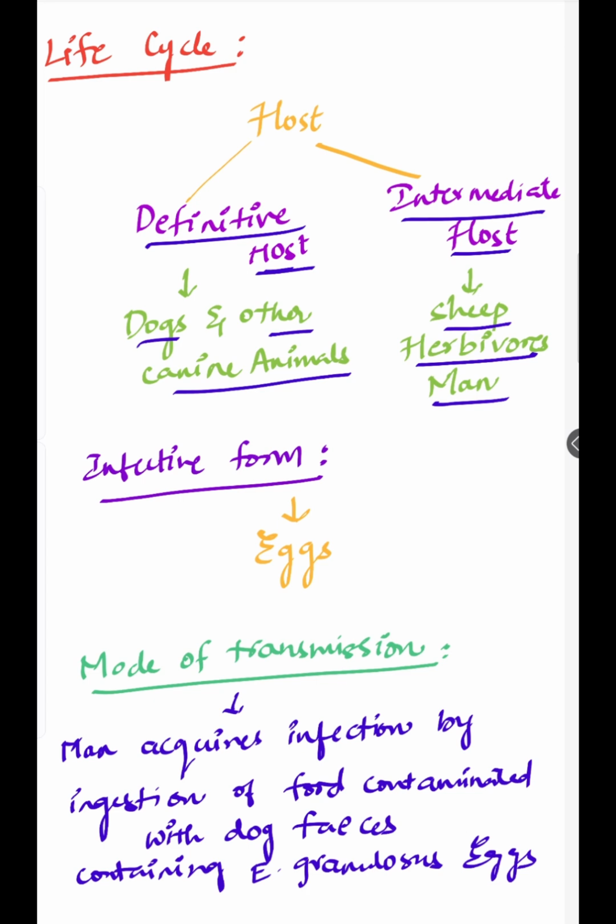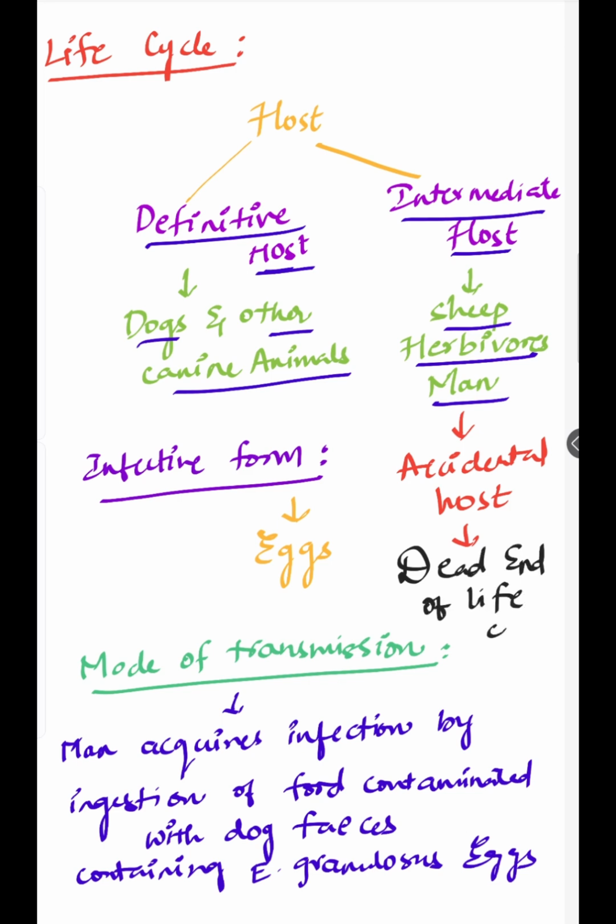The important thing you all have to remember is that man is the accidental host. Why is it called the accidental host? Because when the eggs of the Echinococcus enter man, it will be a dead end for the Echinococcus life cycle. That's why man is called the accidental host. Coming to the infective form, I already told you previously that the infective form is the eggs, right?